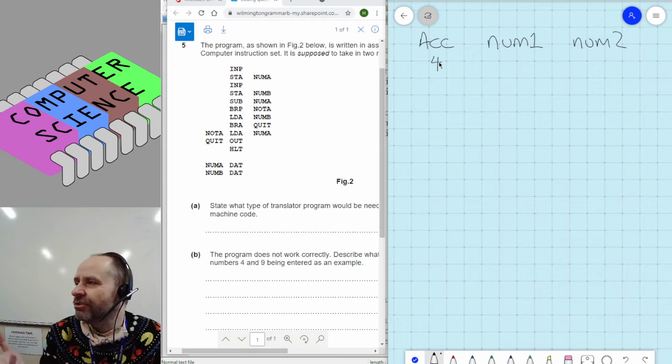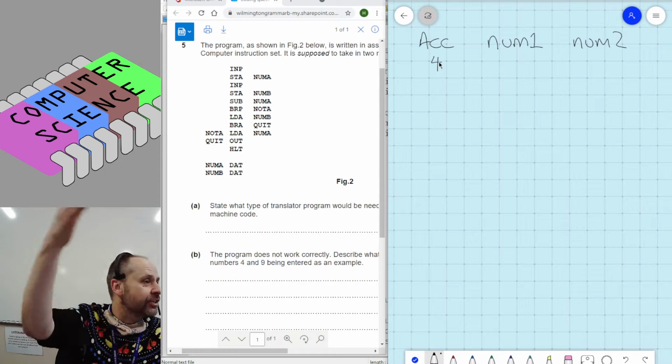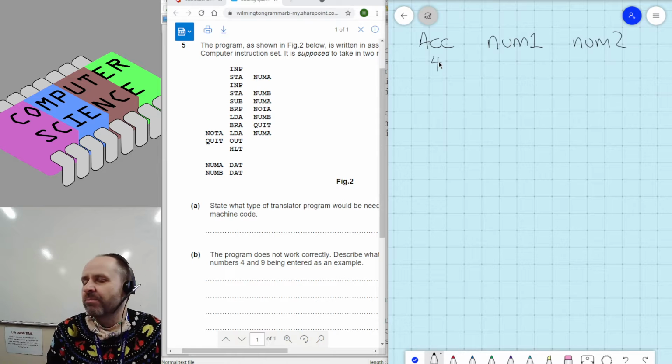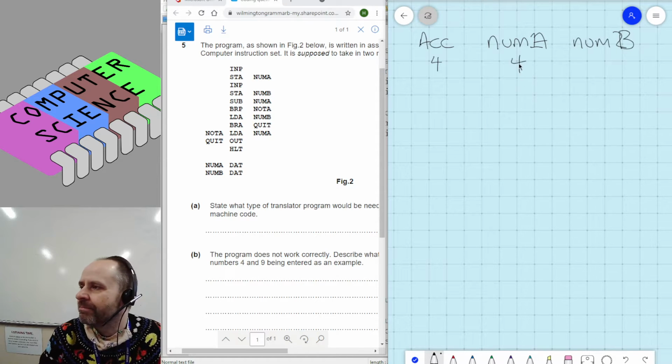Right, the next instruction says store num A. So what does that do? It transfers the accumulator to num A, doesn't it? Doesn't change the accumulator. That's the important bit. But so, oh, I've called num1... num B. So in num A, we end up with 4.